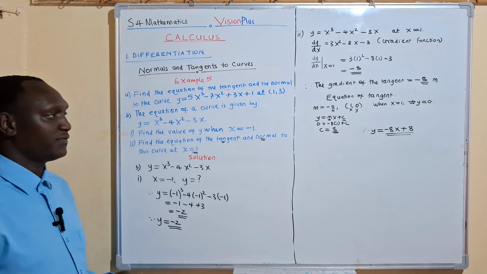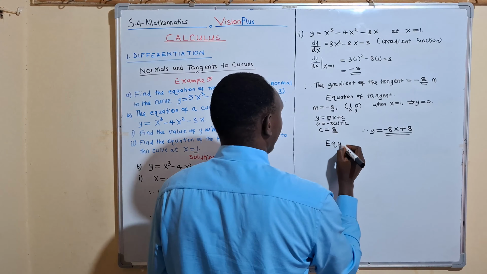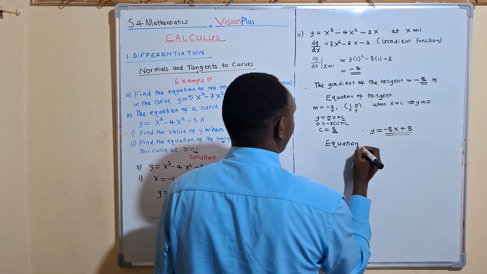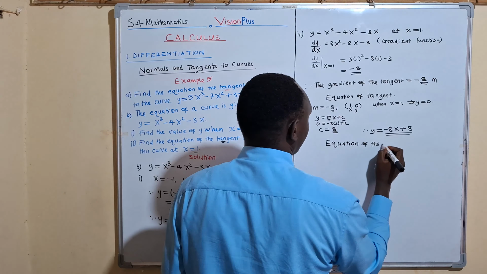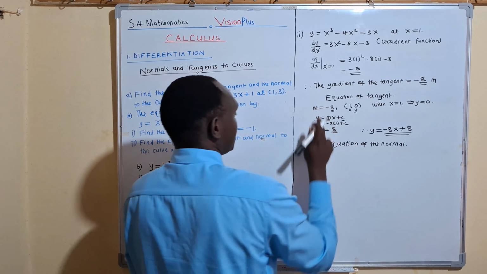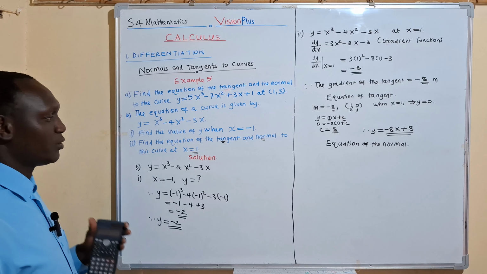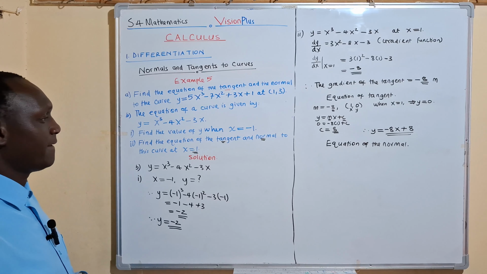After getting the equation of the tangent, we go to the equation of the normal, because the question has asked for both. But remember, some questions can only ask either for the tangent or for the normal. So be flexible and do what the question demands.